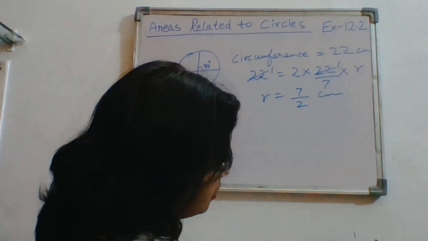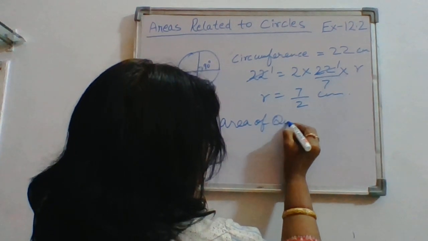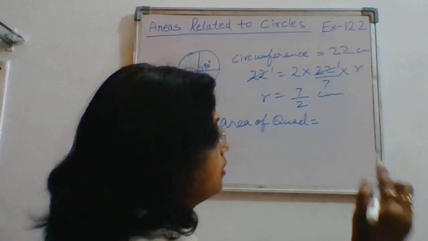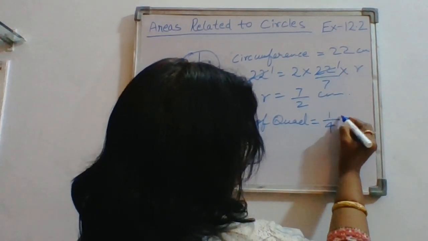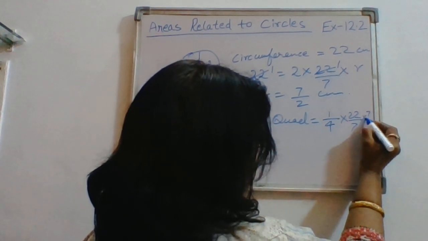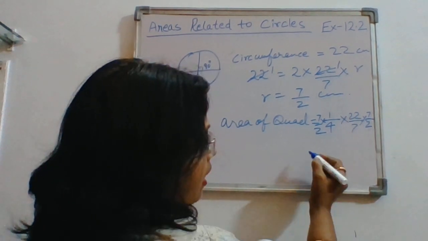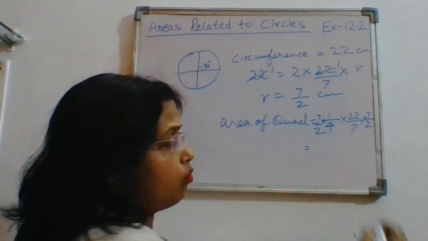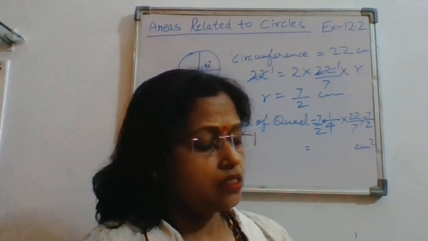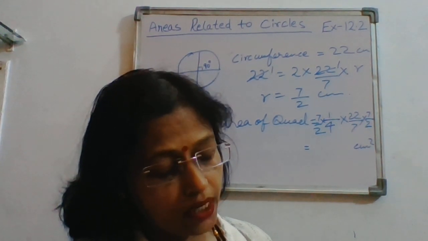We can now calculate the area of the quadrant. Area of quadrant, as quadrant is 1/4 of the circle, so it is 1 by 4 pi r square. Pi is 22 by 7 into r square, which is 7 by 2 into 7 by 2. Now you can calculate this; this will be the area of the quadrant. Got it?